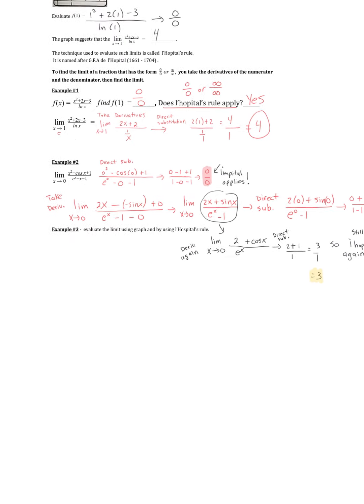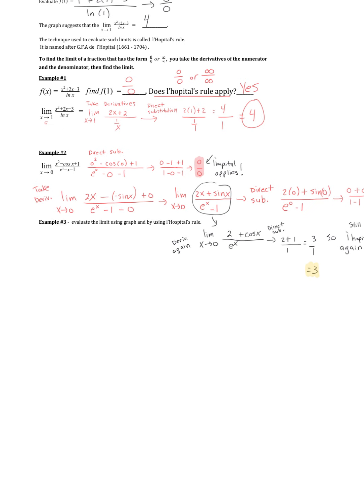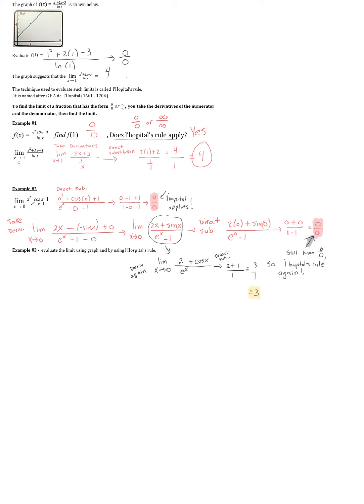So this was an example where L'Hopital's rule had to be used twice in order to find the limit. So again, let's review. We plugged in 0 into the original function, and we got 0 over 0. That tells us that L'Hopital's rule applies. We took the derivatives, simplified, we plugged in, we still got 0 over 0, and then we had to do L'Hopital's rule again. We took the derivatives, plugged in, and finally got our solution. So again, L'Hopital's rule sometimes needs to be applied more than once to get the limit.